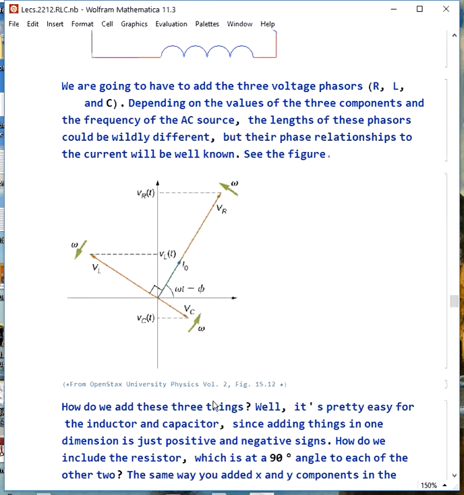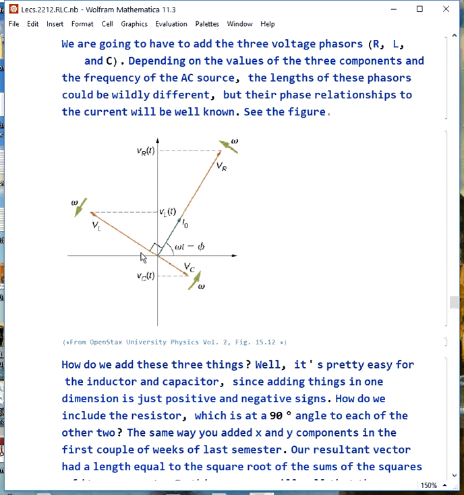We already know what that's going to look like. We don't know the sum of all these voltages, that phasor, and we don't know the relationship between the current vector or current phasor and it, but we're about to find it. So we need to be able to add these things that go in three different directions. It's pretty easy to add the VL and the VC part because they're in opposite directions, and all we need to do is give one of them a negative sign. How do we add the resistor phasor to that, though?